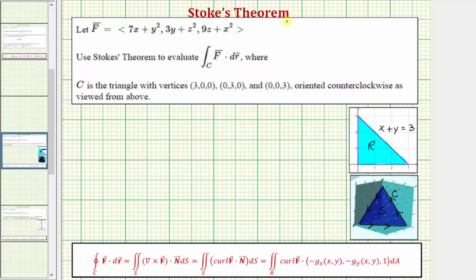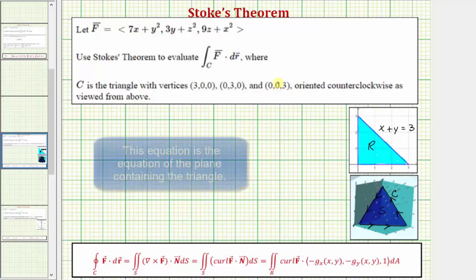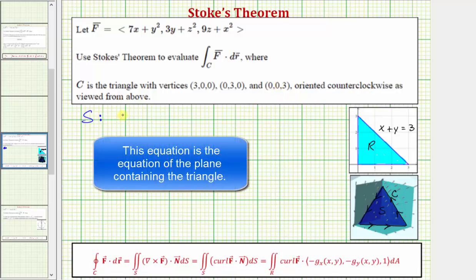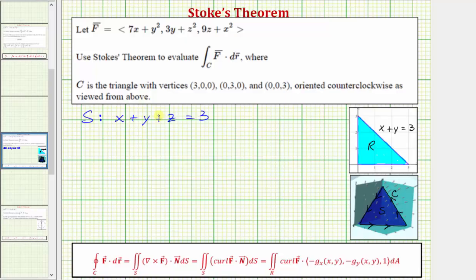So for our first step, we want to write the equation for the surface S, which again would be this blue triangle. And because we have the intercepts of the triangle, the surface S would be given by the equation x plus y plus z equals 3. Later we're going to need the function g of x comma y, which is equal to z. So if we solve this for z, we would have z equals, again, g of x comma y, which should be 3 minus x minus y. We're also going to need the partial derivatives of g with respect to x and y later, so let's go ahead and find those now.